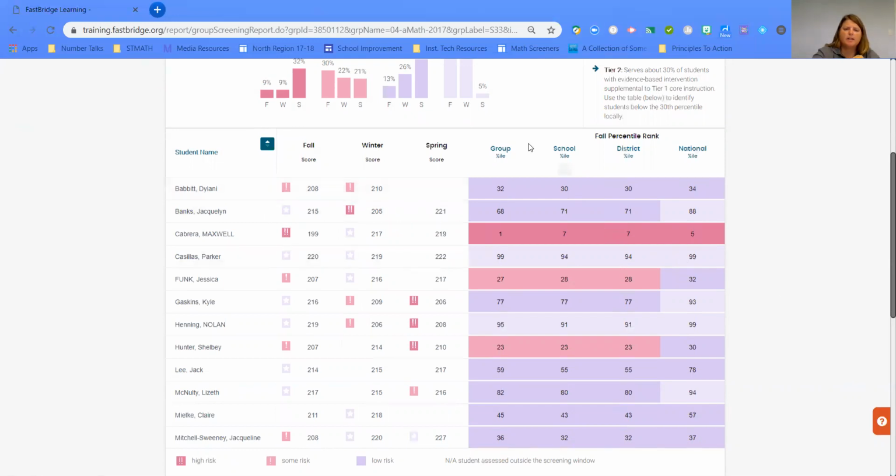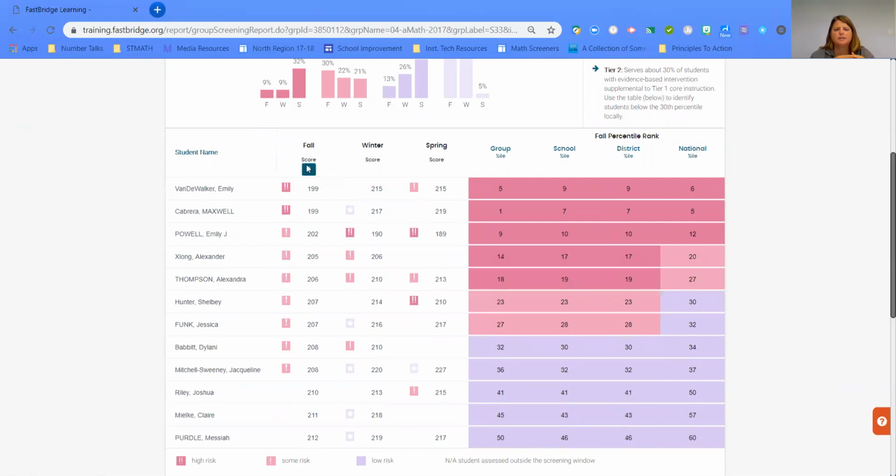We can sort these kids by, if we click underneath fall, we have this little square that pops up, and if you click the top part of the square, it'll sort your students from the lowest score to the highest score. And the nice part about this is that it puts your students that are at risk right at the top of this screening report.